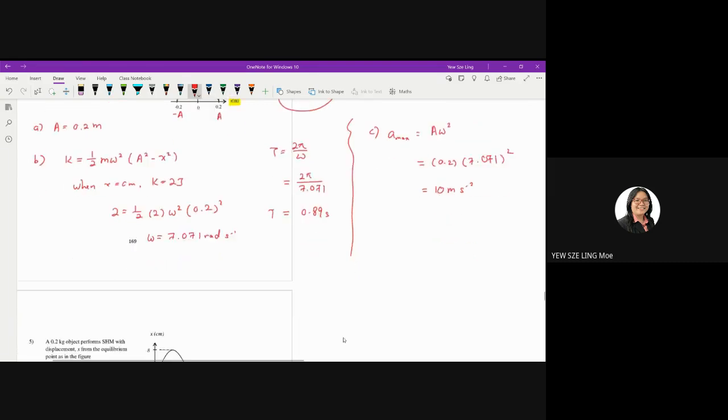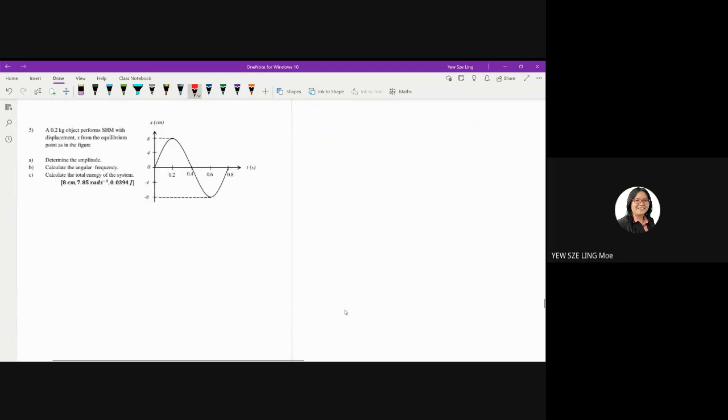All right, let us move on to question 5, the last question in exercise 3. So a 0.2 kg object performs simple harmonic motion with displacement x from equilibrium position. So if the object starts from equilibrium position, then our graph starts from 0. Right? If the object starts from amplitude, from maximum displacement, or at a certain distance, then we have a cos graph. Okay, so kamu kena tahu ayat dia ya. Kalau objek bermula dari equilibrium, graf kita bermula dari kosong. Kalau objek kita bermula dari certain displacement, atau bermula dari maximum displacement, then it starts from amplitude.